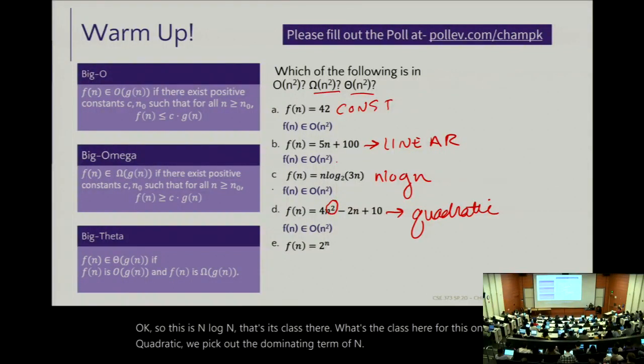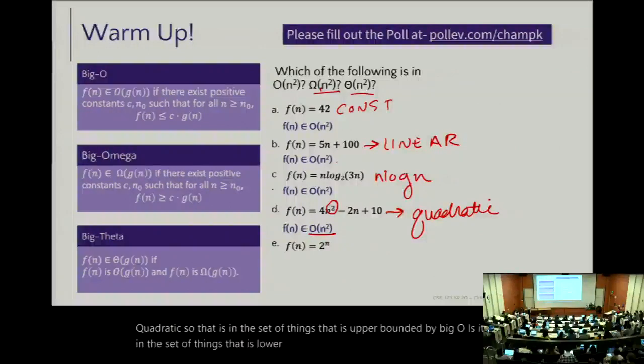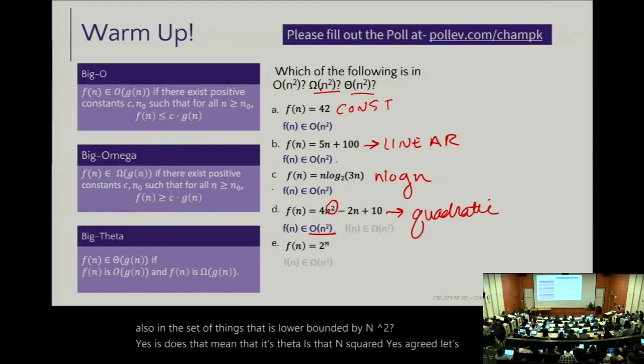Quadratic. So that is in the set of things that is upper bounded by big O. Is it also in the set of things that is lower bounded by n squared? Yes. Does that mean that its theta is n squared? Yes, agreed.